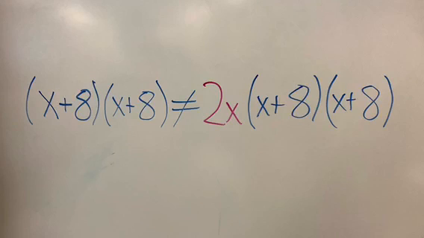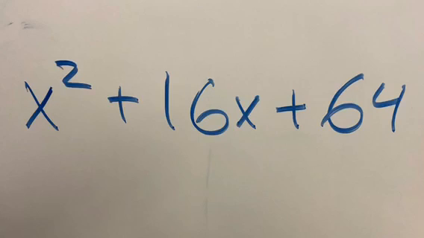So this is just our way of showing you that x plus 8 times x plus 8 is not equal to 2x times x plus 8 times x plus 8. If you multiply just without the greatest common factor, you'll get x squared plus 16x plus 64, which is definitely not equal to the original equation that you're trying to keep the same value of.